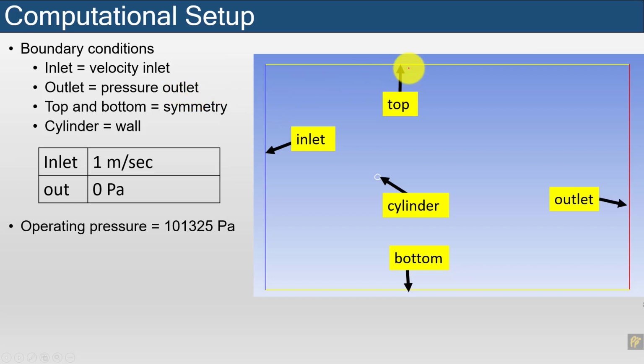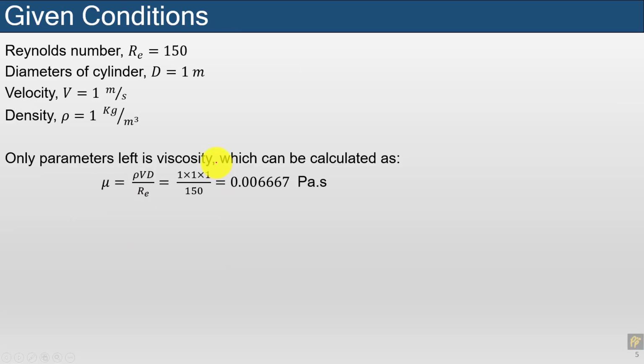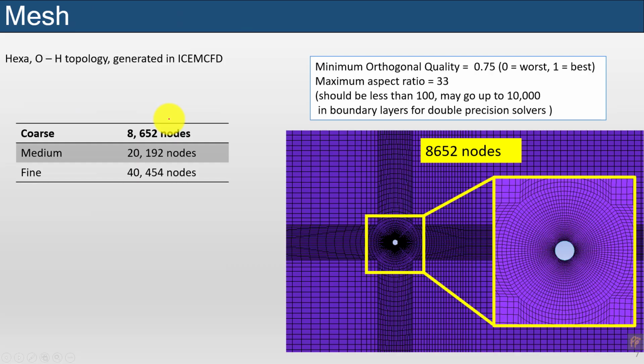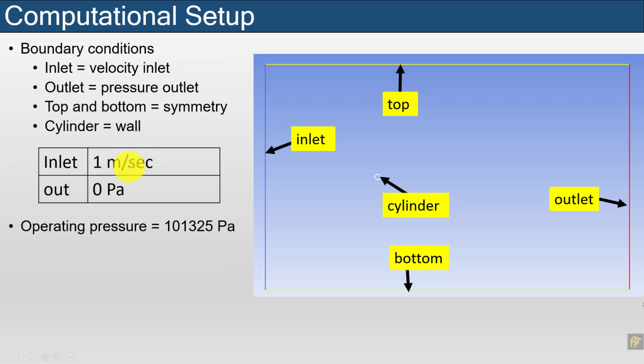Okay, and as far as the domain boundaries are concerned, the top and bottom are set as symmetry. The inlet is a velocity inlet, and the outlet is a pressure outlet. At the inlet, we are going to provide the velocity that we have determined, or assumed here, based on the Reynolds number. So this is 1 meter per second. At the outlet, this is going to be 0 Pascal.